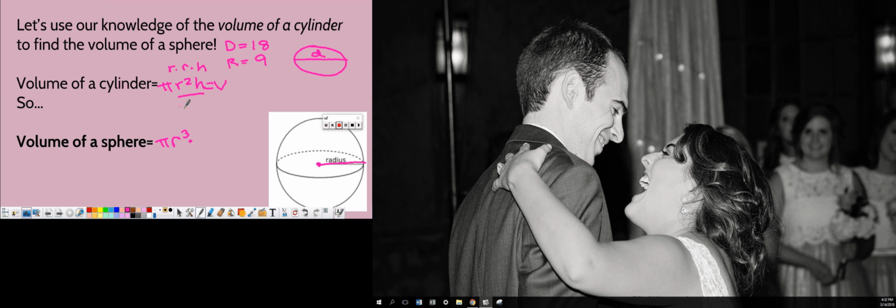And actually, if I were to fill this sphere with the same radius as the cylinder, it's going to take about 4/3 of the cylinder to fill up the sphere. Okay? And remember that 4/3 is equal to 1 1/3. So it's going to take about 1 1/3 cylinders to fill up the sphere.